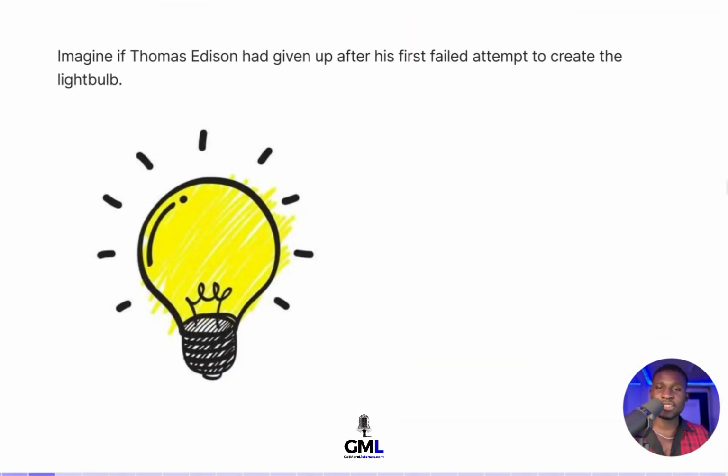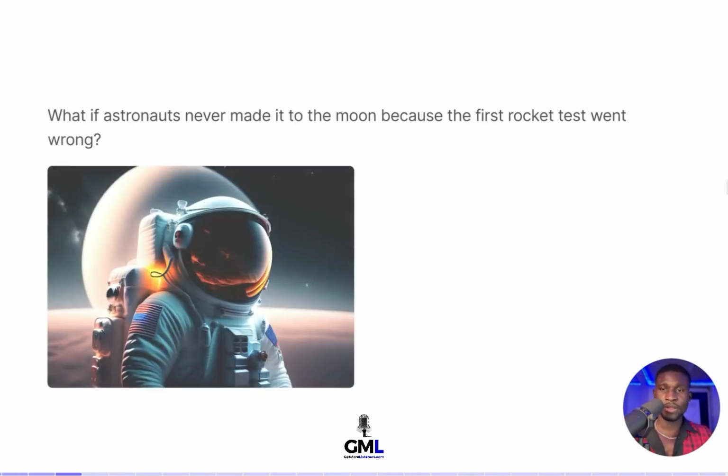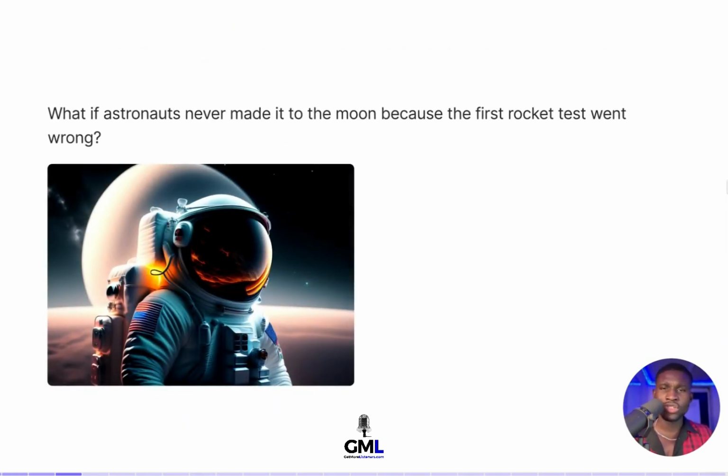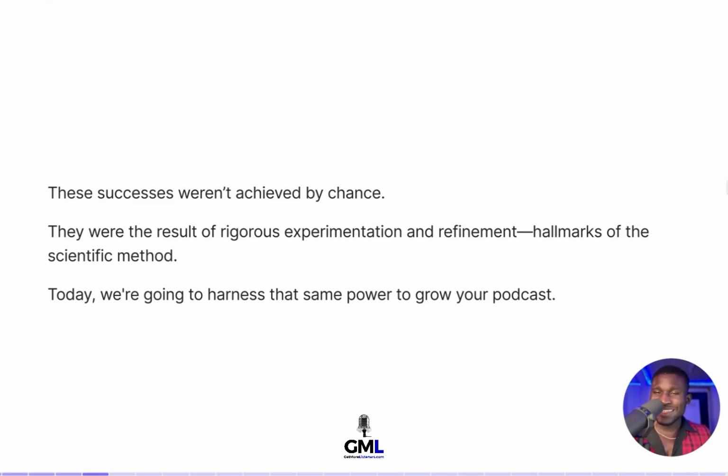Imagine if Thomas Edison had given up after his first failed attempt to create a light bulb. Imagine if astronauts never made it to the moon because the first rocket test went wrong. These successes weren't achieved by chance. These were results of rigorous experimentation, refinement, and hallmarks of the scientific method. And today, we're going to harness that power to grow your podcast.